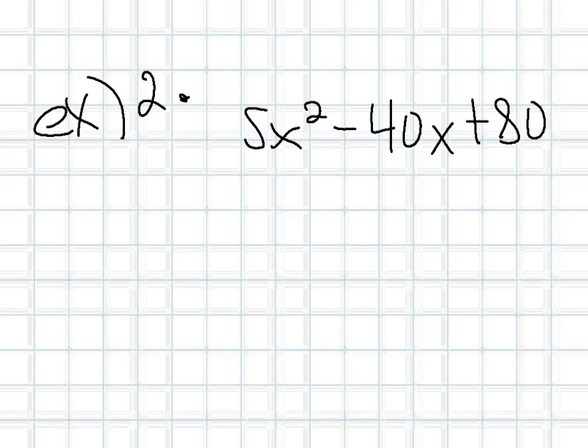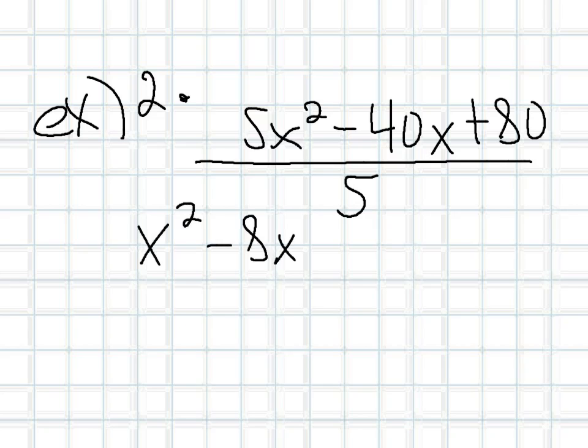The second example for doing greatest common factor and then factoring is 5x squared minus 40x plus 80. We can divide the whole thing by a factor of 5 again. Dividing this by 5, we get x squared minus 8x plus 16, and this is all times 5. So our answer will start with the greatest common factor of 5 times our factors.